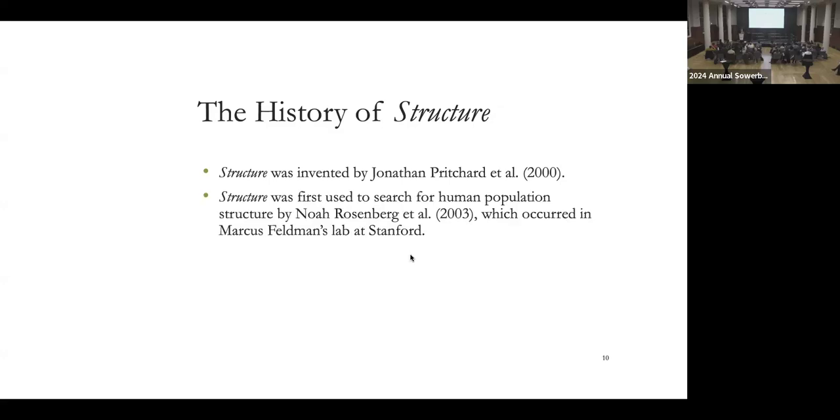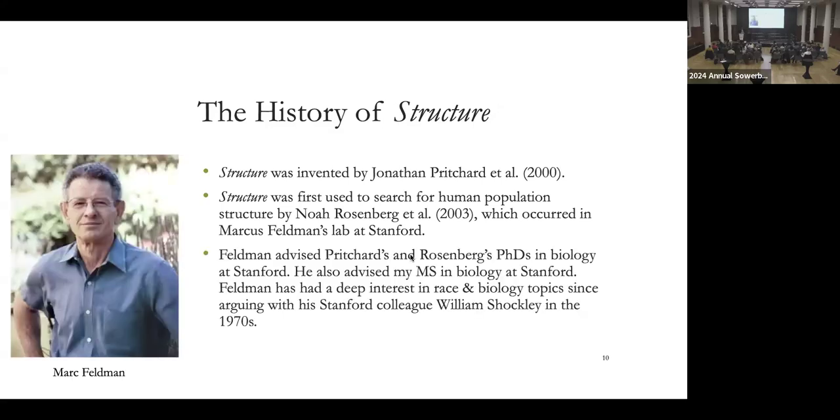It was the first, but there are plenty more software programs that are used to do this kind of so-called fuzzy, or they call it model-based genetic clustering to identify population structure in species. Noah Rosenberg, the gentleman whose course I was in, was the first author of the first study to use this software on humans. And that happened in Marcus Feldman's lab. Full disclaimer, Marcus Feldman was my master's thesis advisor at Stanford. I worked in a different lab, but he was my thesis advisor.